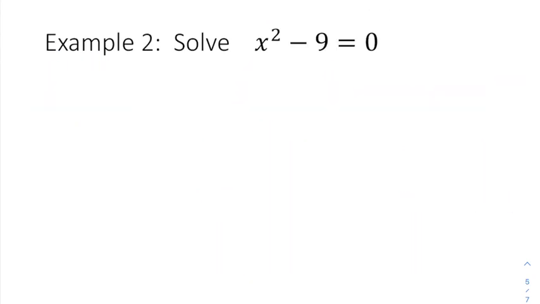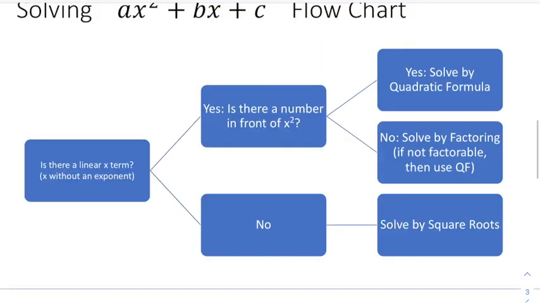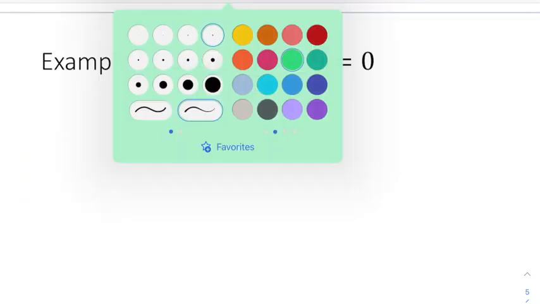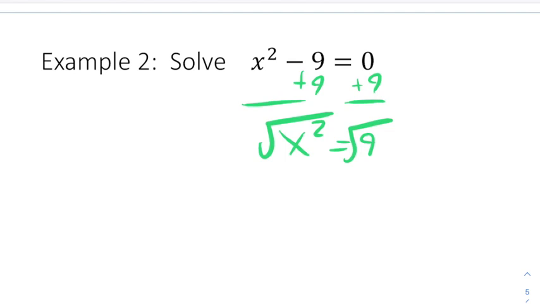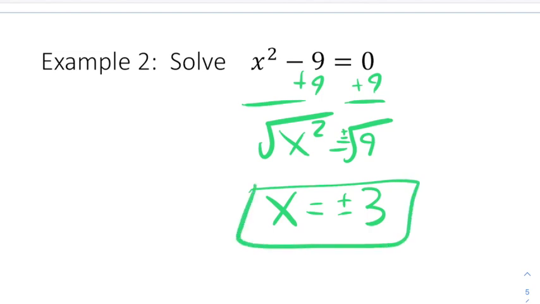Now in number 2, I have an x squared and constant term, but I do not have an x term. That means we're solving by square roots. So I'm going to move this 9 to the other side and get x squared equals 9. Then I'm going to square root both sides, remembering that when I square root, I need to have the plus or minus. So I'm going to have x equals plus or minus 3, as the square root of 9 is 3. And that really represents two solutions, 3 and negative 3, which are the two solutions to this quadratic.